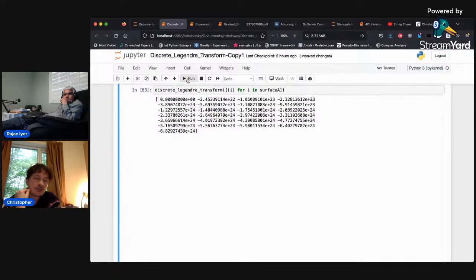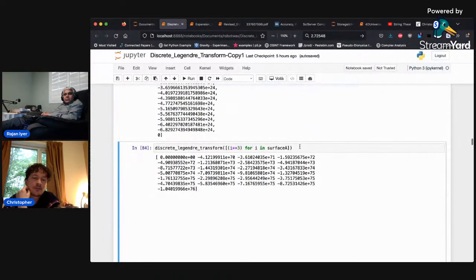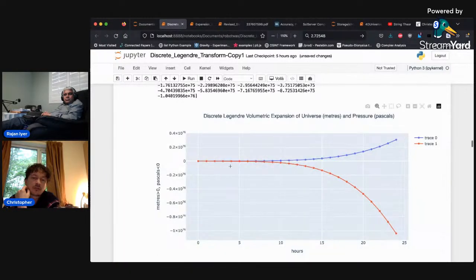And now we can do the Legendre transform for the surface area, just for a single dimension. We get this. If we do it for all 3 dimensions of space, we get this, which is a much sharper, steeper curve. So this is the expansion of the surface area. It says volume there, but ignore that. But you could say 3D volumetric. And then this is the pressure. As it expands, it drops like that.